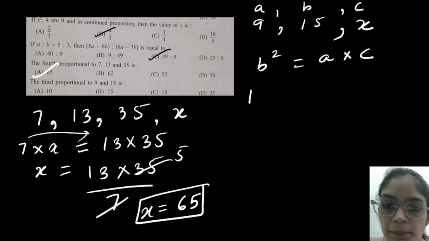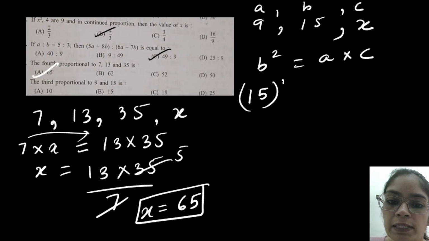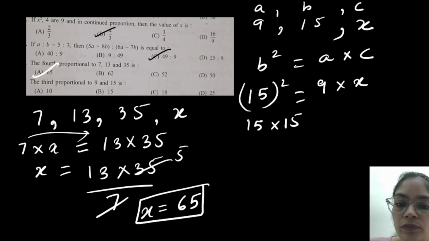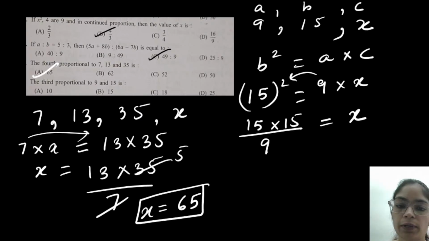So b square, b's value is 15. 15 square is equals to a's value is 9 into x. So 15 square is 15 into 15. 9, let's shift to this side. If I shift 9 to this side, it will get divided, is equals to x.